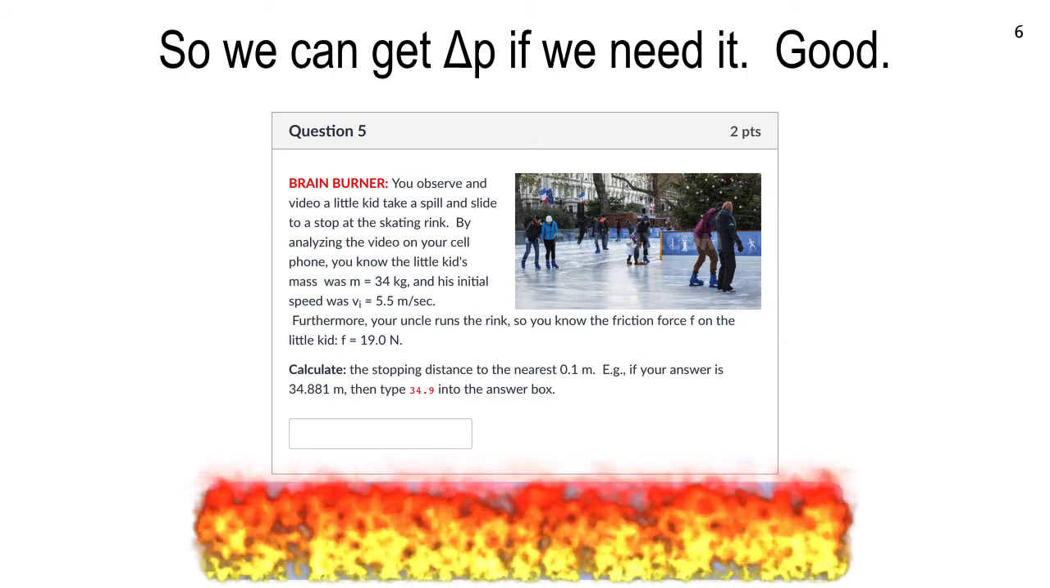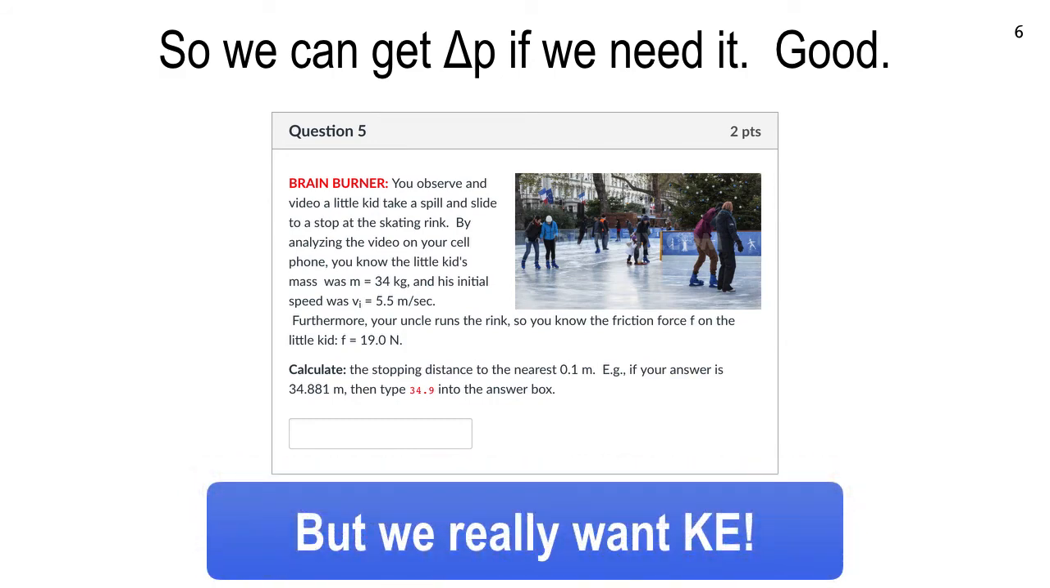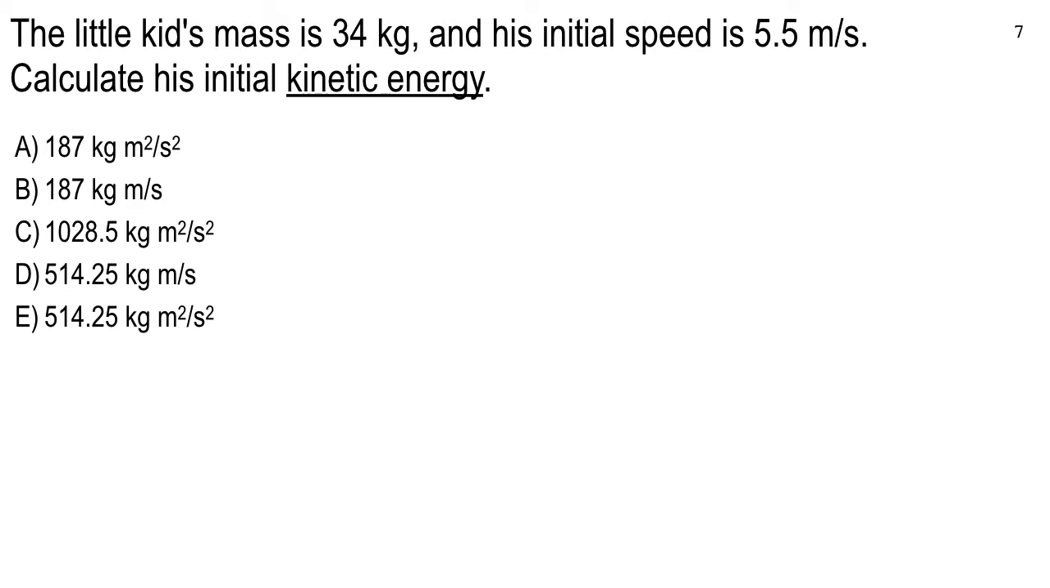But what we really want to do in this exercise, we're not going to do the distance triangle. We're going to calculate the work. And to calculate the work, we need to calculate the change in the kinetic energy. So let's get to it. Question number 3. The shrimpy little kid's mass is 34 kilograms. His initial speed is 5.5 meters per second. Calculate his initial kinetic energy.